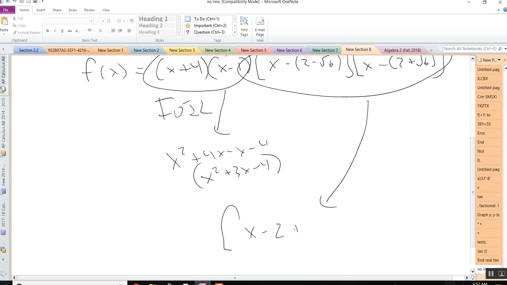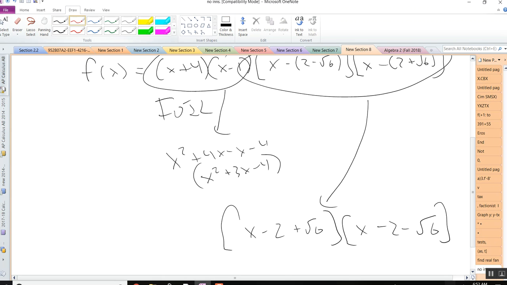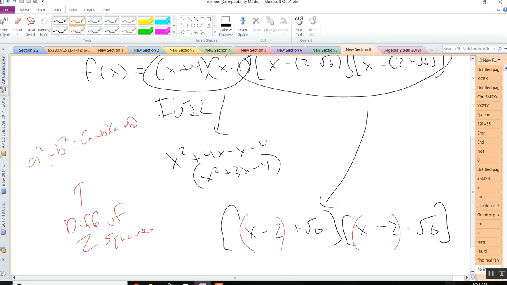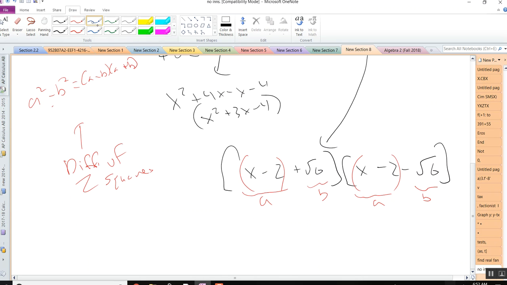We distribute the minus, so you get this. Distribute the minus, you get this. And you're going to regroup it like that. So now this becomes a difference of 2 squares. Hopefully you remember what that meant. The difference of 2 squares is when you have a squared minus b squared equals a minus b, a plus b. Well, if you think about it, that's like my a. That's like my b. A plus b, a minus b.